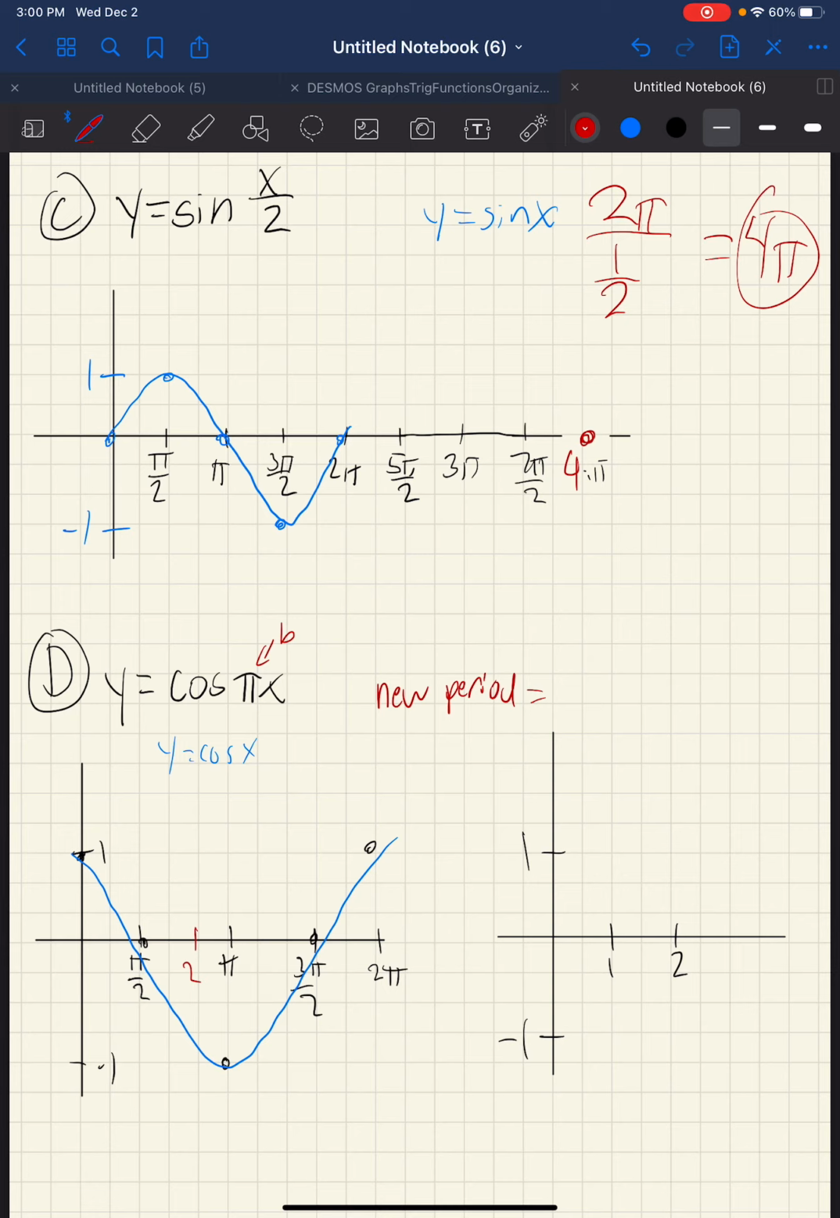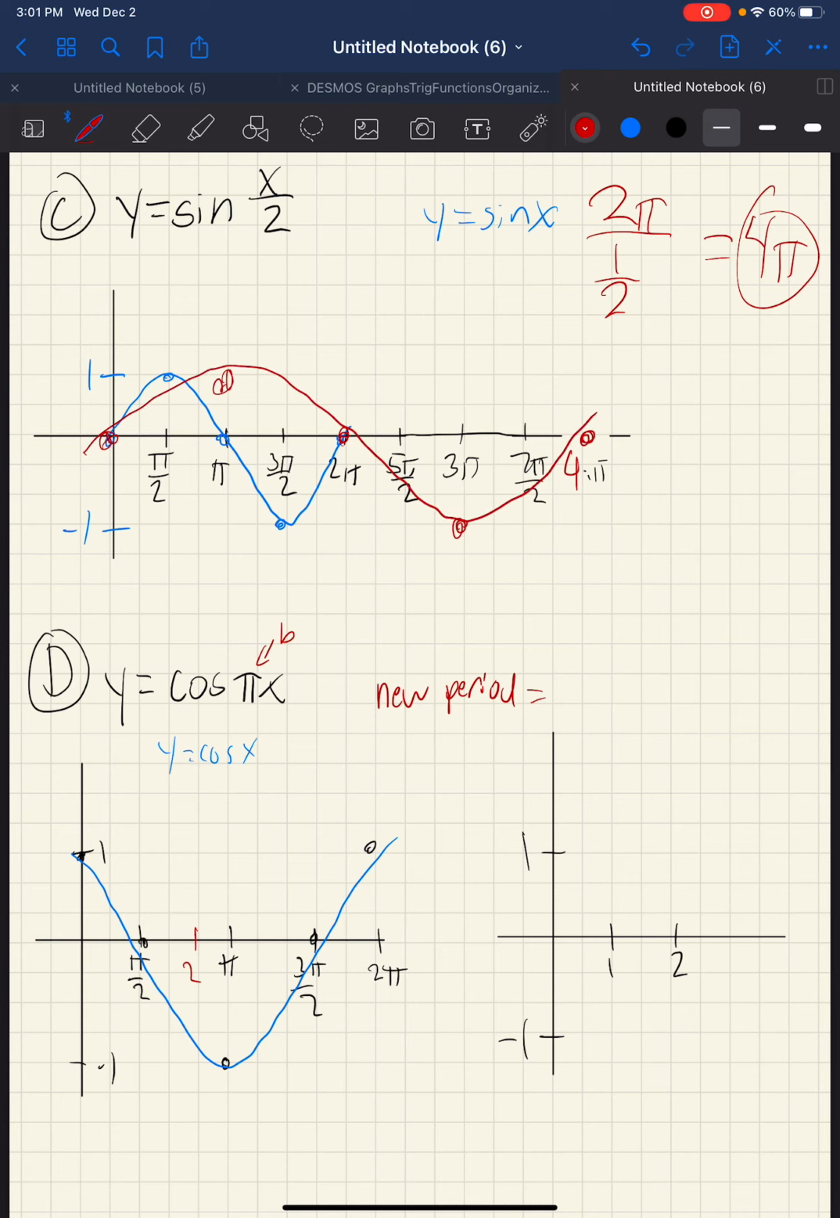Now when we find that, we can check where pi is, and we know that it was multiplied by 2 to get 4 pi. So all we need to do is 2 times pi, which is now our next point, 2 pi. We still keep the 0 there. And if you want, you could do pi over 2 times 2, which is pi, and then 3 pi over 2 times 2, which is 3 pi. And now we have our new section.